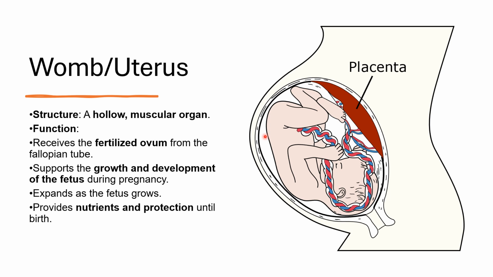And the womb is also the organ which supports the growth and development of the fetus during pregnancy. And also since this is a muscular organ, it can expand as the fetus grows. And also the womb is the organ which provides nutrients and protection until birth.